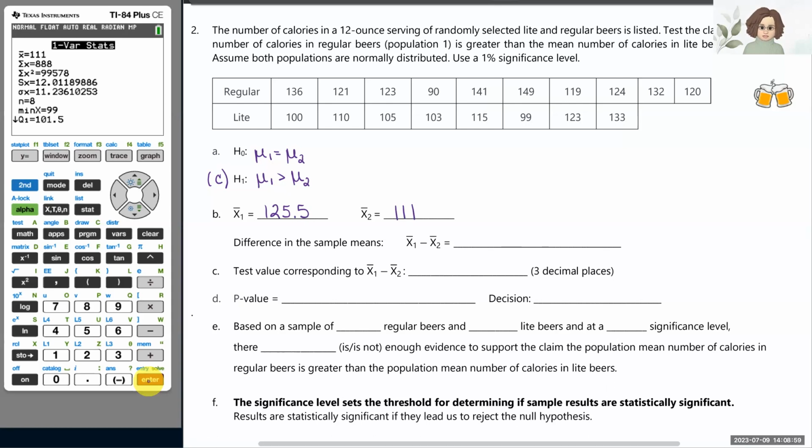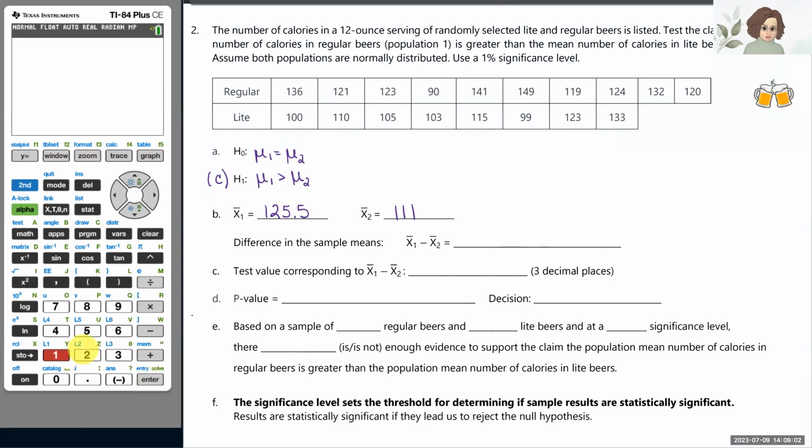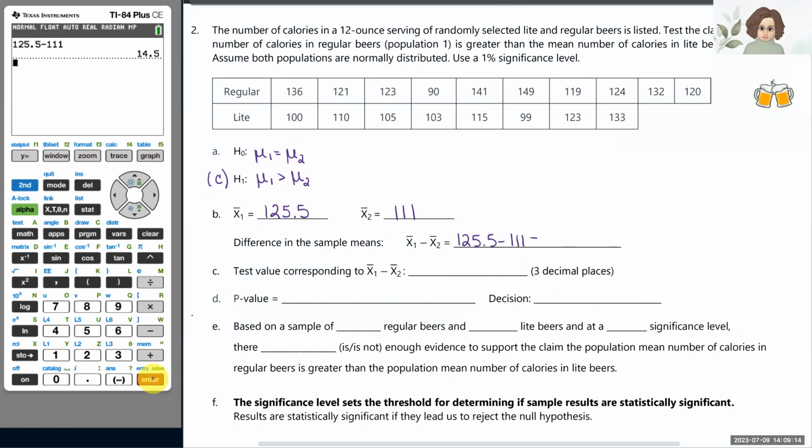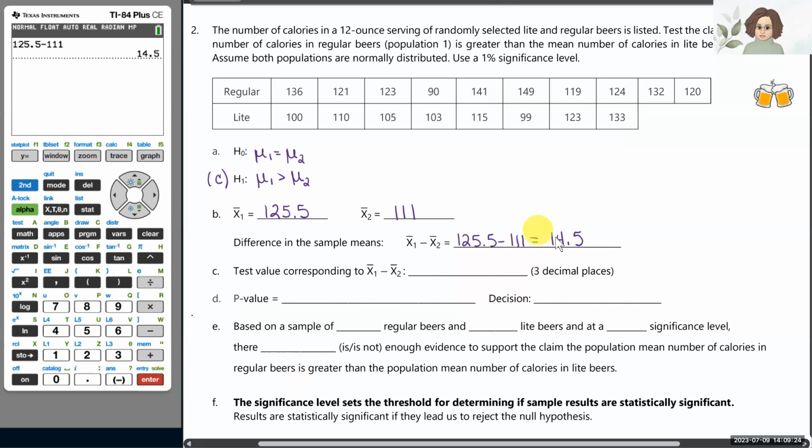We're going to look at the difference between those. 125.5 minus 111 is a difference of 14.5 calories. All right, 14.5. Okay, so let's find the test value corresponding to that difference. We'll be drawing a graph of this hypothesis test at the bottom shortly, but let's get the information in total first.